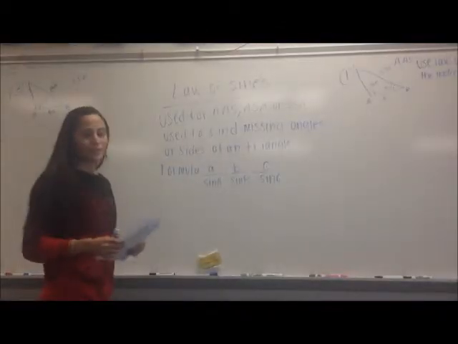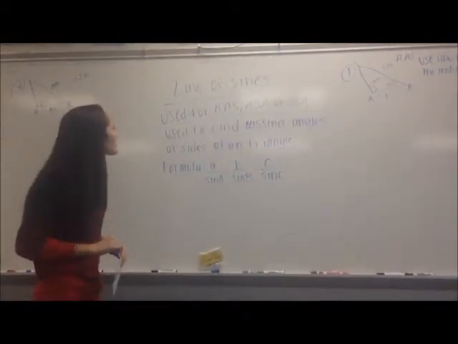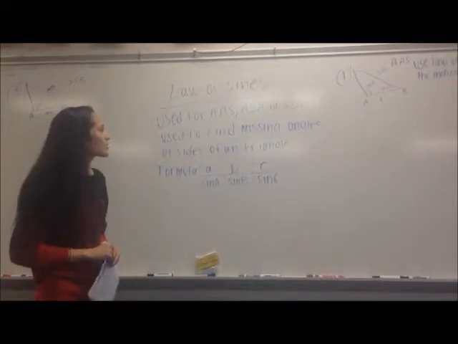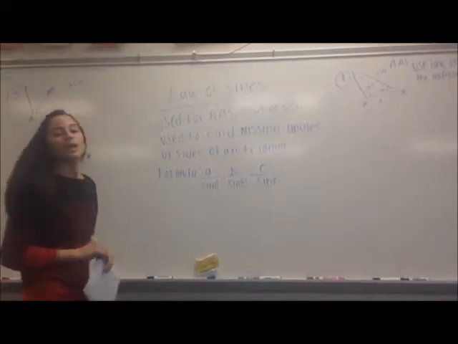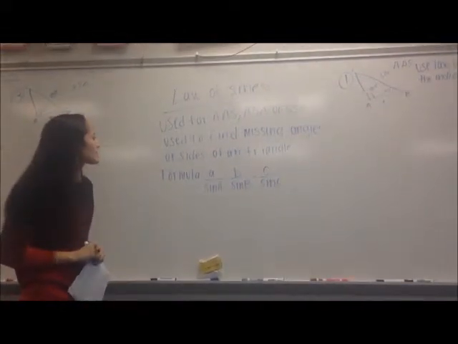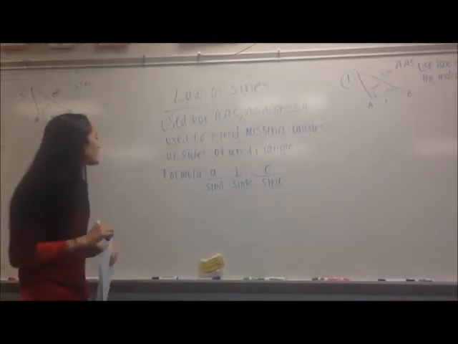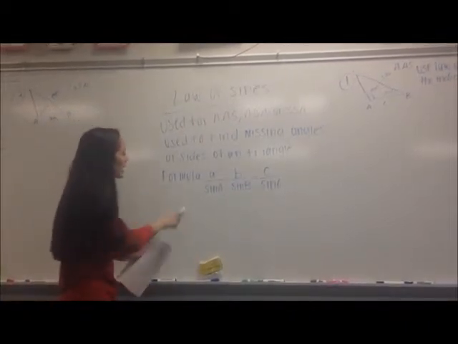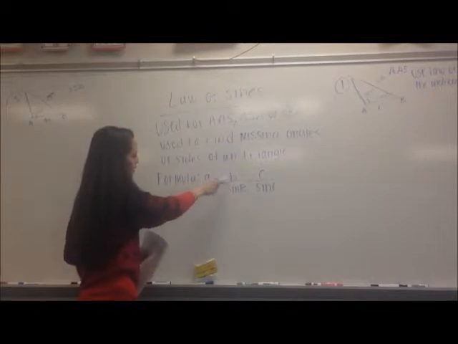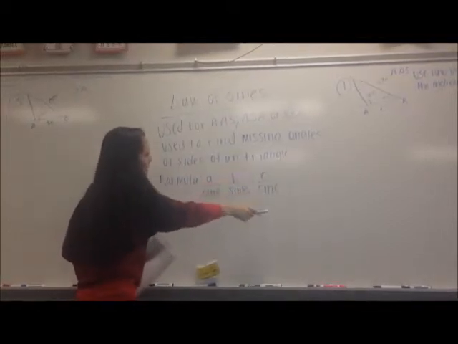Okay, so today we're going to be talking about the law of sines, which is used for angle, angle, side, angle, side, angle, or side, side, angle. It is used to find missing angles or sides of a triangle. The formula we use is a over sine of A, b over sine of B, and c over sine of C.